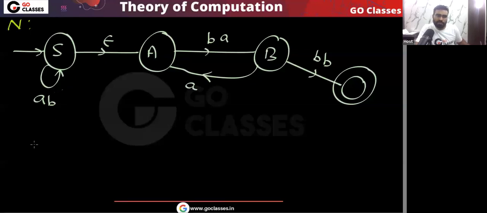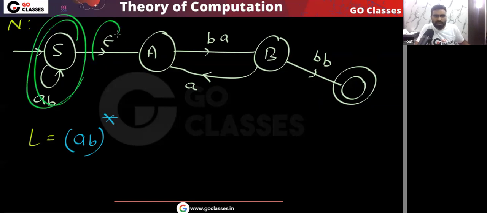If this is your NFA, then what will be the language? That is very simple. See, this loop you can take any number of times. Yes or no? (ab)*. I want to go to the final state, so first (ab)*, then the null move.